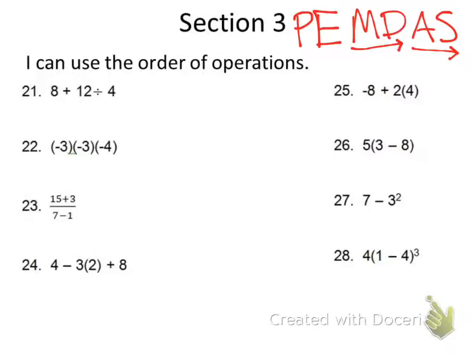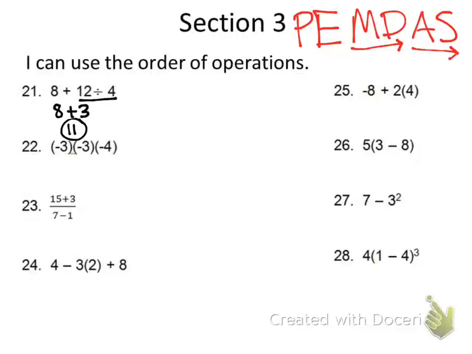All right, 21. I have a plus sign and a division sign. Which one needs to go first? The divided by. Good. So 12 divided by 4 is 3. So I'm going to write a new problem with the 12 divided by 4 written as a 3. Don't try to do steps in your head. That's how students mess this up. What is 8 plus 3? 11. Very good.